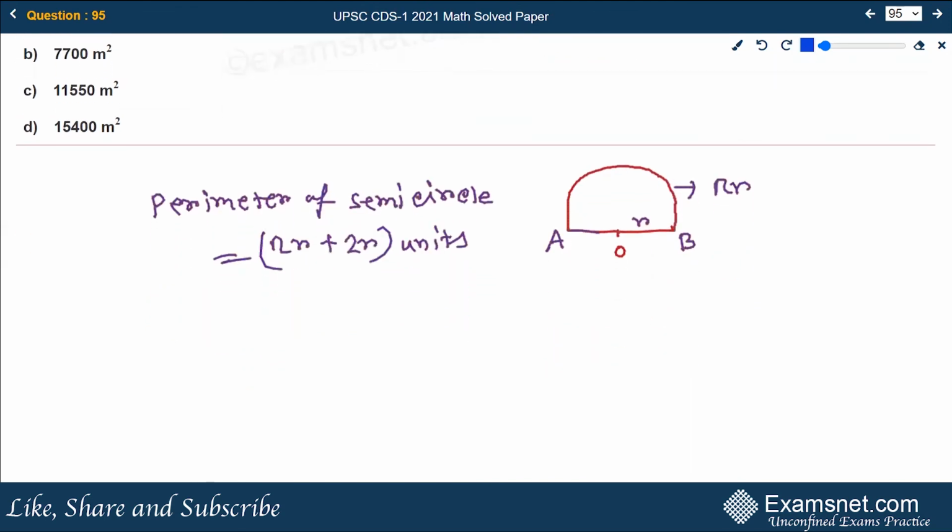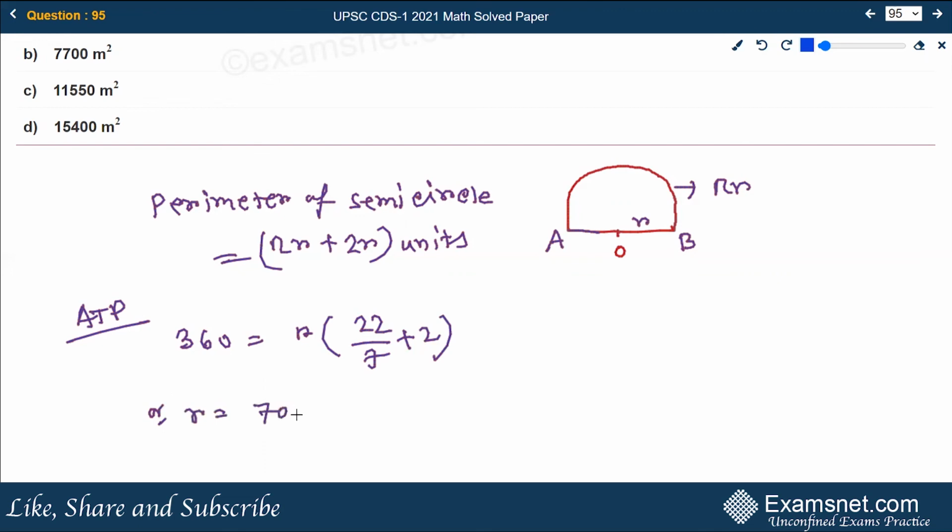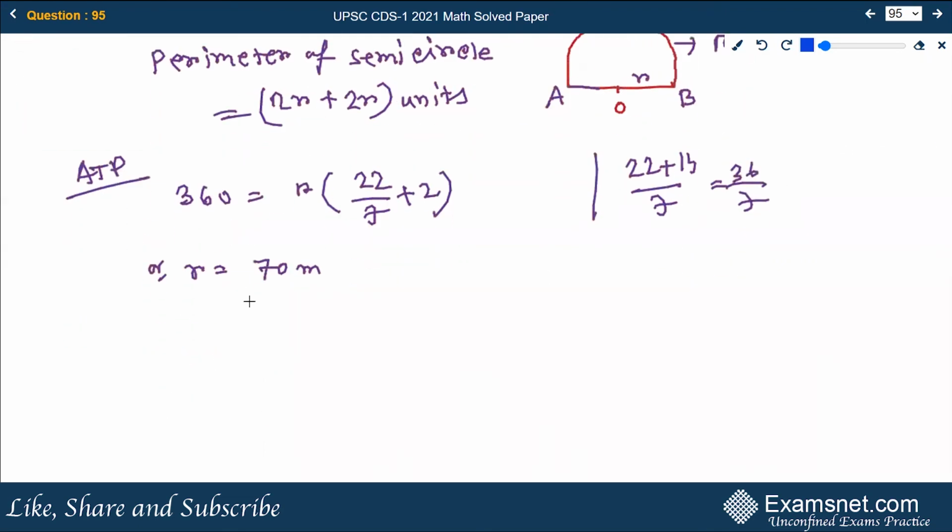According to the problem, we can write 360 equals, after taking r common, r times (22 by 7 plus 2), that is 36 by 7 times r. So r equals 70 meter.